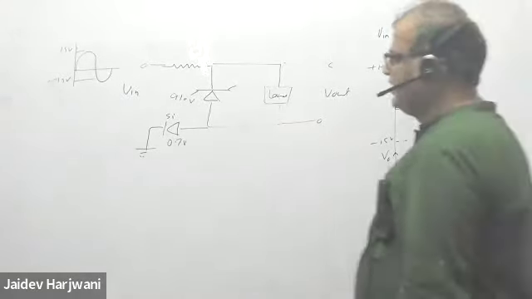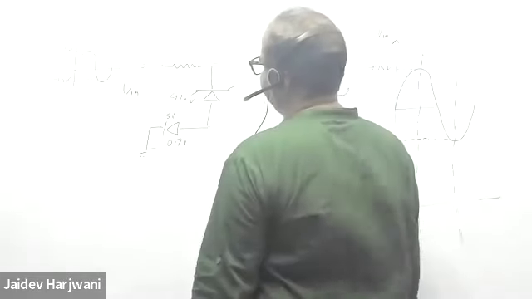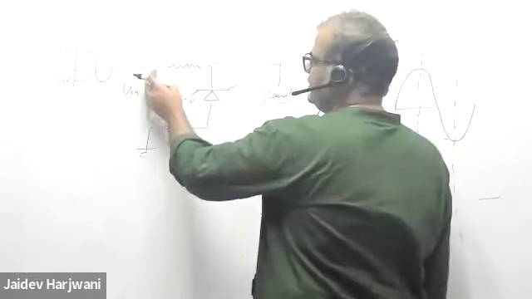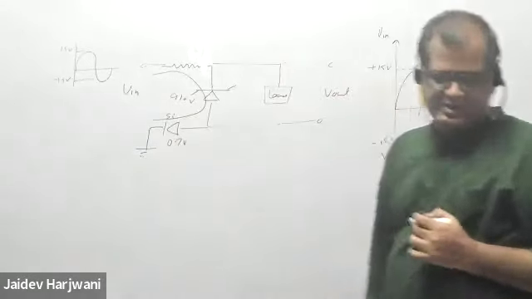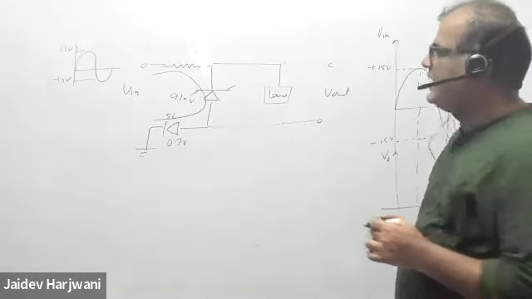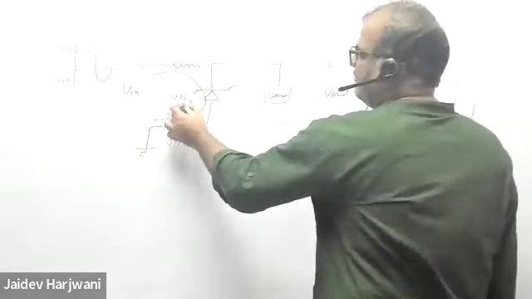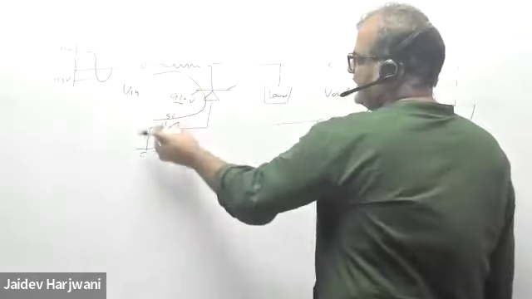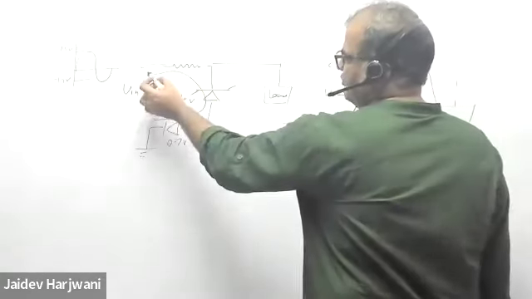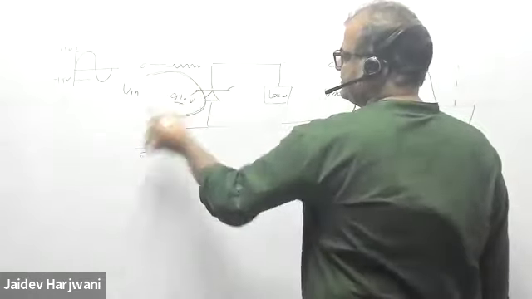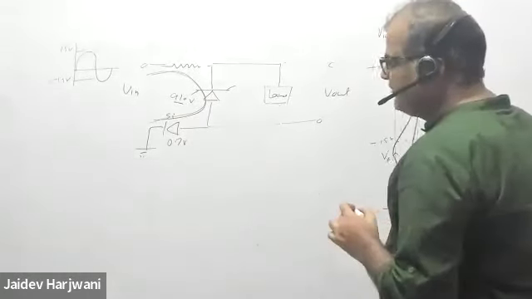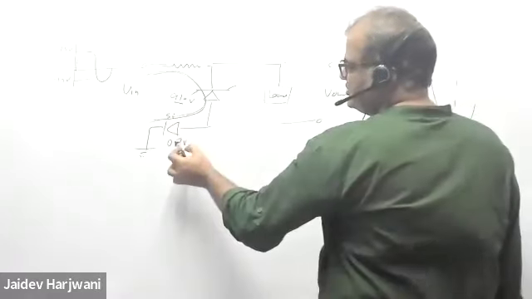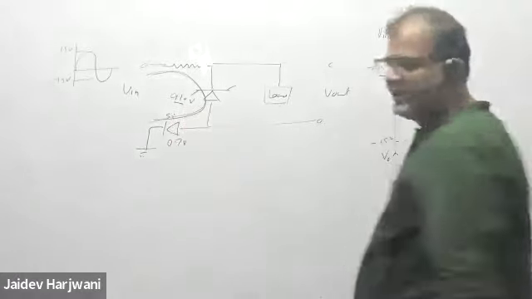Now, if this diode path has to conduct, if this whole path has to conduct, then I require 9.1 volt here, and then I require 0.7 volt here. If I want it to conduct in this manner, then I require a minimum of 9.1 plus 0.7, that is 9.8 volt.